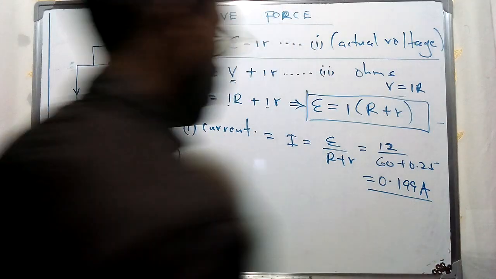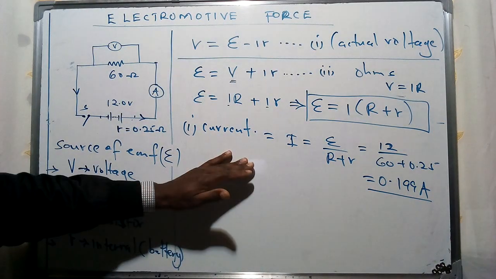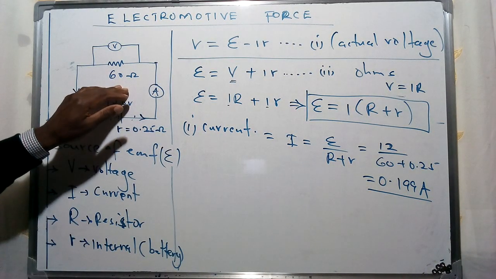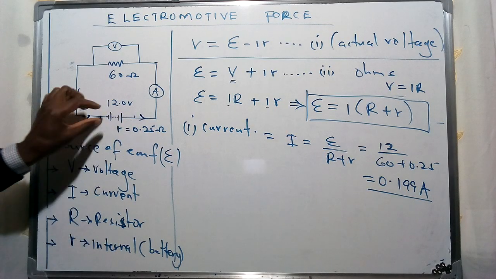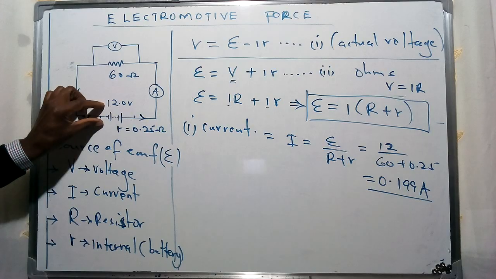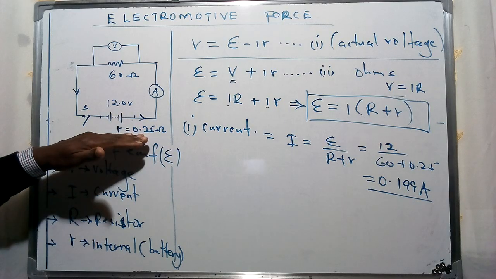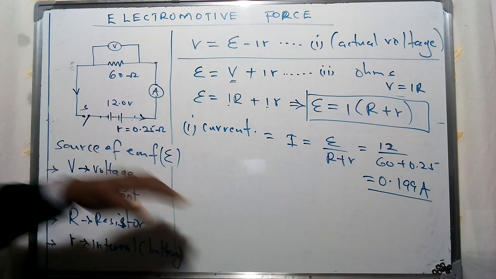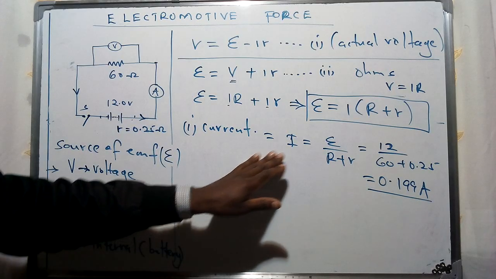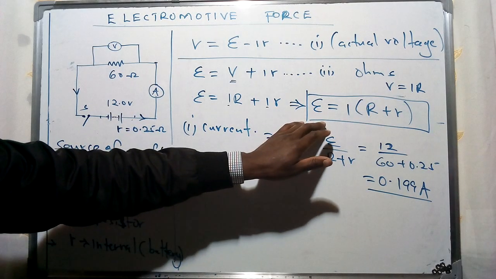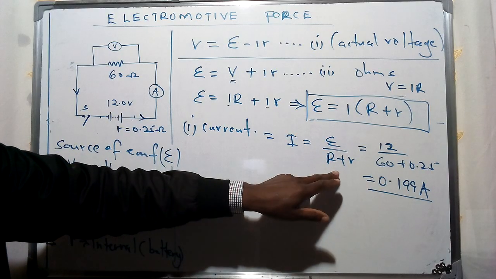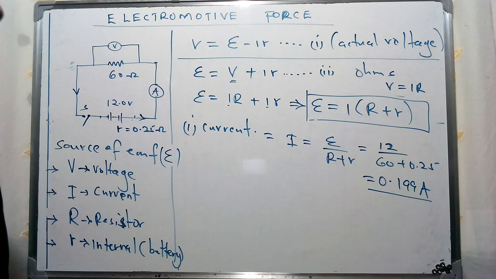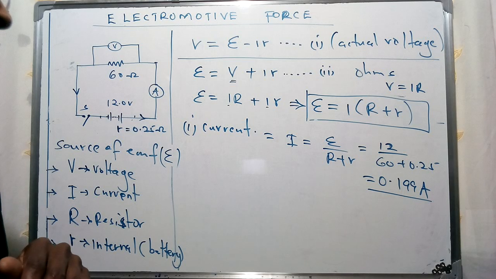So for the first evaluation, we are required to find the current flowing in this specific circuit with a resistor of 60 ohms and 12 volts for this EMF, or source of electromotive force, having an internal resistance of 0.25 ohms. We evaluate current I from this specific relationship, whereby this is the ratio between E and R plus small r.